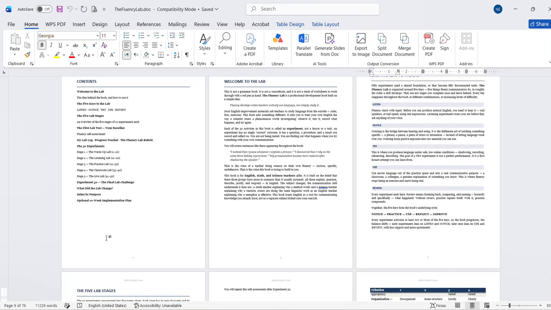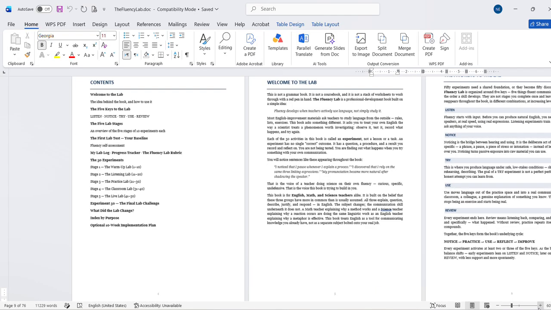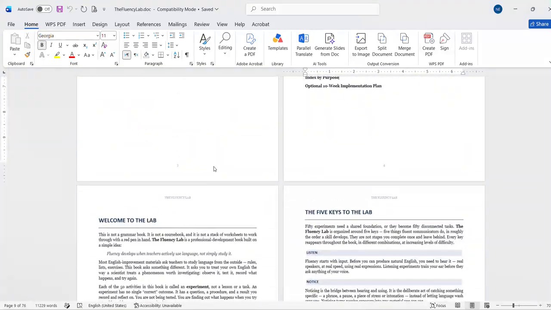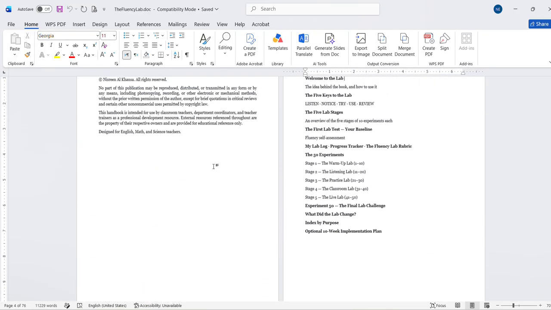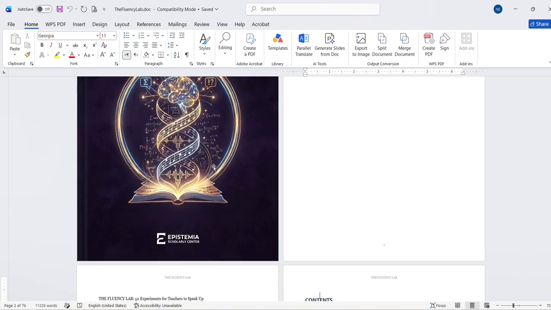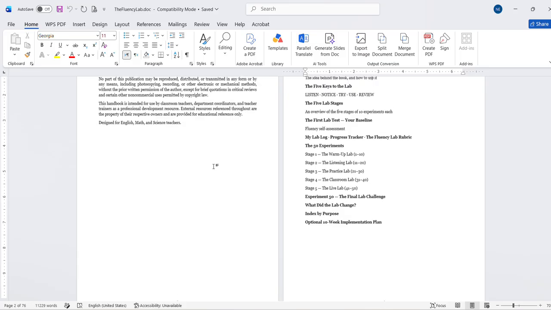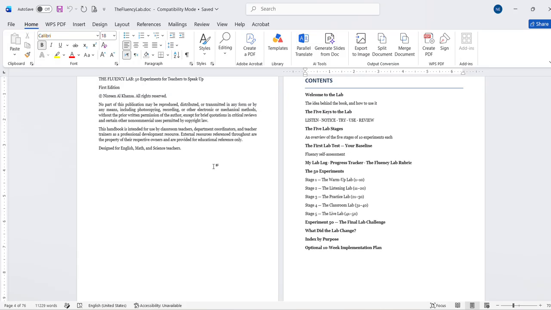of this book. Let me expand the pages. So what this book includes, first of all, is the idea behind this book and how to use it, the 5 keys to the lab: listen, notice, try, use, and review, the 5 stages of this lab, and an overview of the stages with the 10 experiments for each stage.